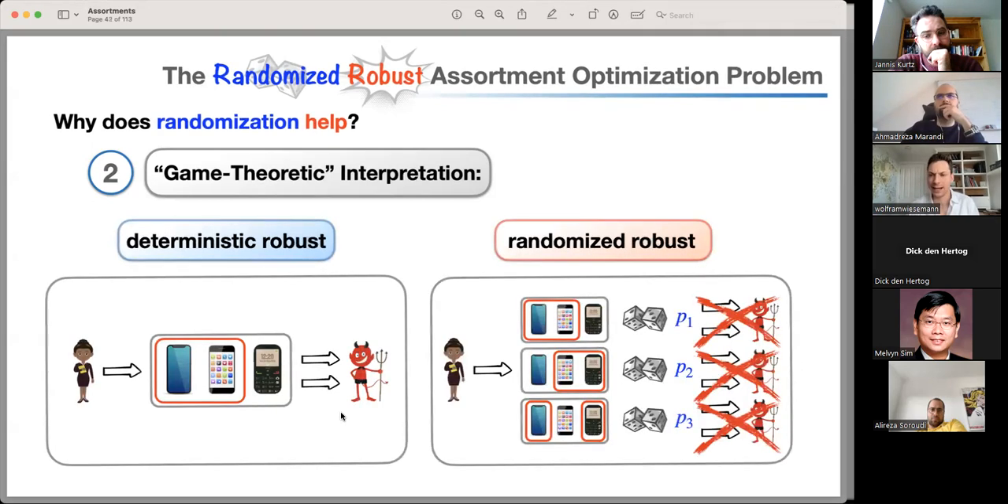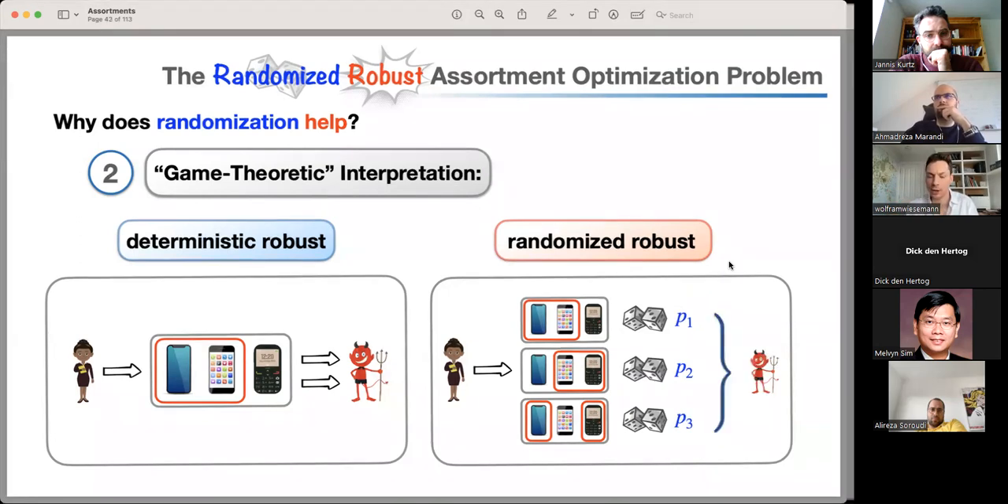On the other hand, if we play a randomized assortment strategy, then we're not choosing a single assortment, but we're randomizing between various assortments. And now nature is no longer allowed to choose the worst possible parameter setting for each assortment, because there is going to be one true customer choice model.